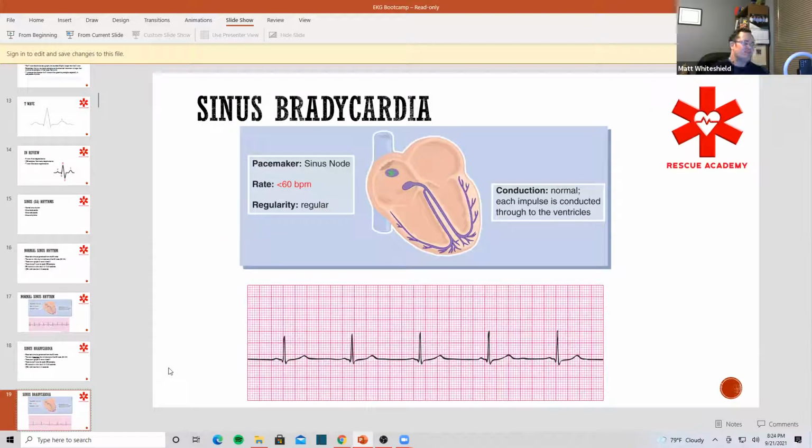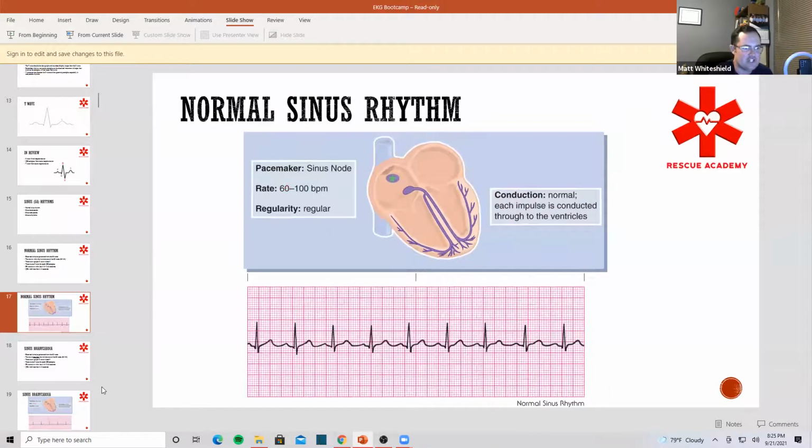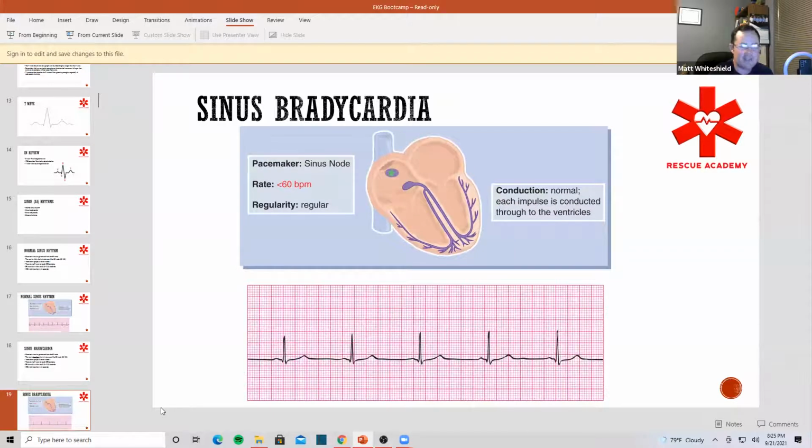Okay, let's take a look. Now, you might be looking at this rhythm and say, okay, yep, I see P waves, I see QRS upright, and I see my T waves. But the only thing that changed between our last EKG and this EKG is the distance between R to R, okay? Remember, the difference is that distance.